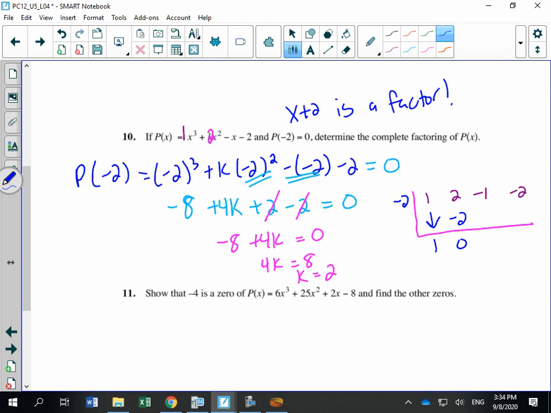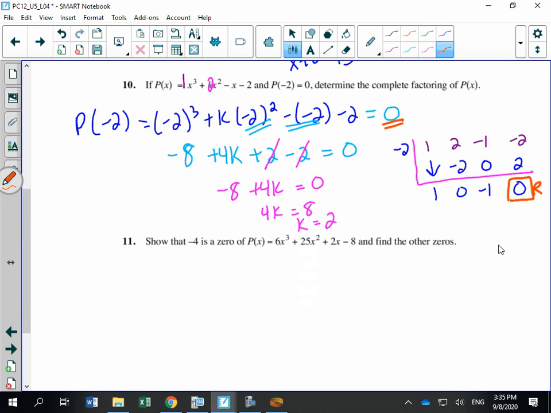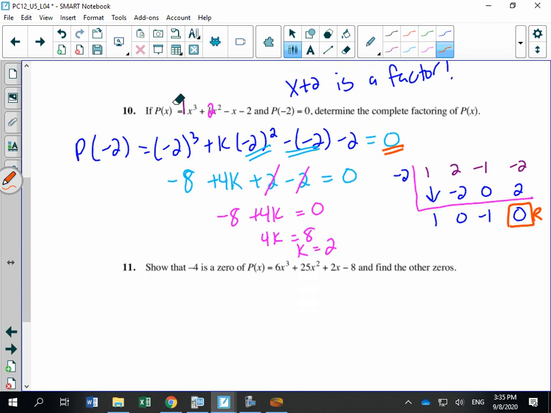0 times negative 2 is 0. Add, you get negative 1. Multiply negative 2 times negative 1 and you get 2. And when you add here, you get 0, right? So this is what's expected. Our remainder was 0, which we knew about. So this is our quotient. And remember that if this is a third degree polynomial, our quotient is going to be a second degree polynomial.